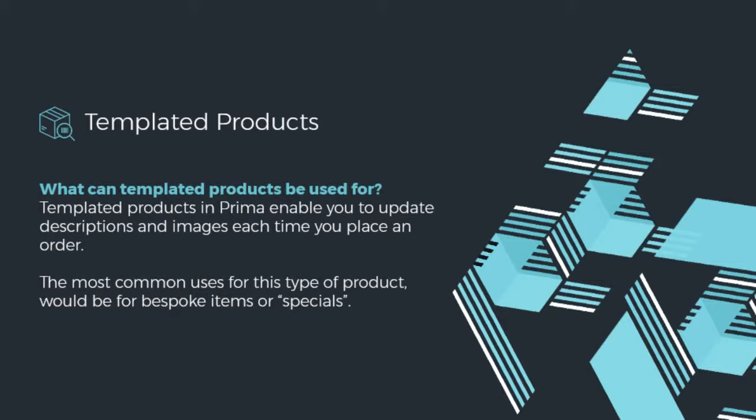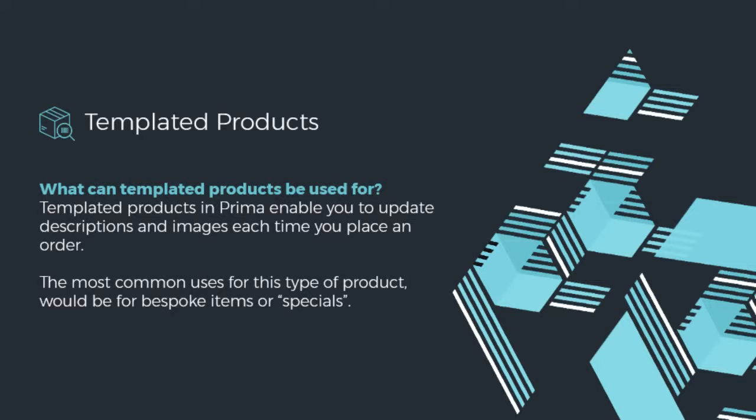Most commonly it's used for bespoke items or specials. As I mentioned, like a printed item, potentially printing, say, business cards. Each time they're going to be a different size and a different customer. So the description may be similar, so you can put in some default text such as business card, certain size, X, Y, and Z, and then at the end you may just change the company name, how many there are, and that sort of thing. From there, you can chop and change it as you need to.